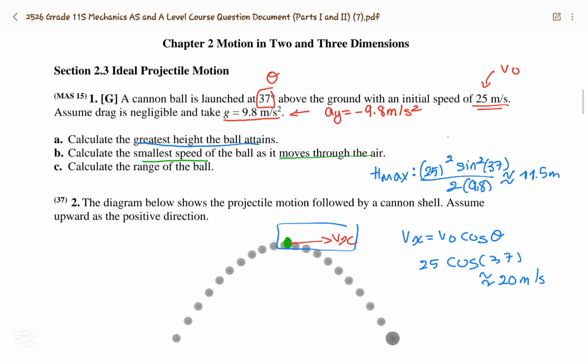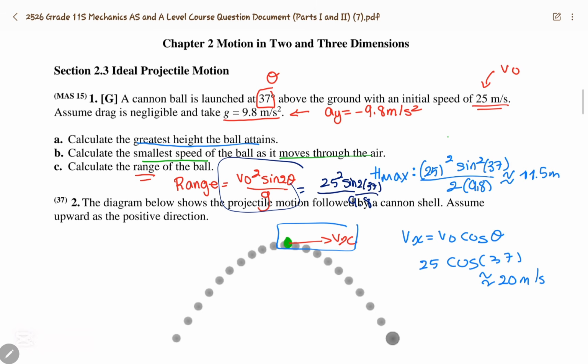Now they want the range of the ball. What is the equation of the range? The range equation, or the maximum range equation, is V0 squared sine 2 theta over g. Did I put 2g in the original equation? Please forgive me, I forgot what I had written. I'm not sure, but this is the correct equation. So anyways, if you substitute, it's going to be 25 squared sine 2 times 37 over 9.8.